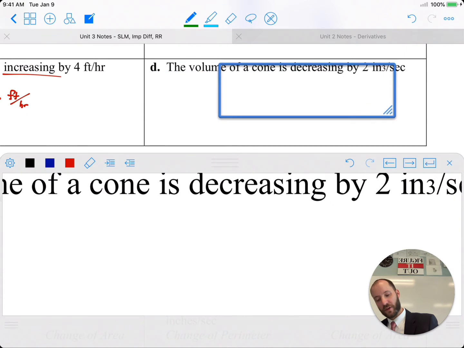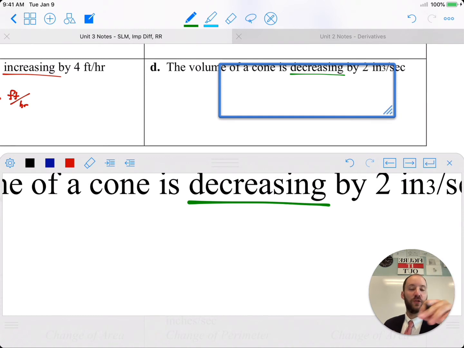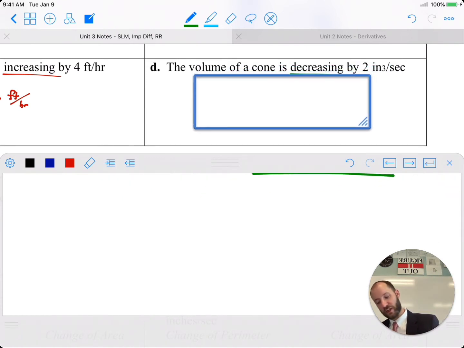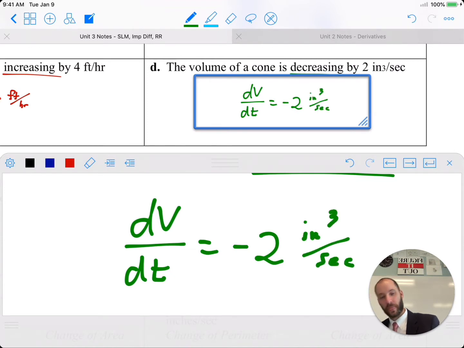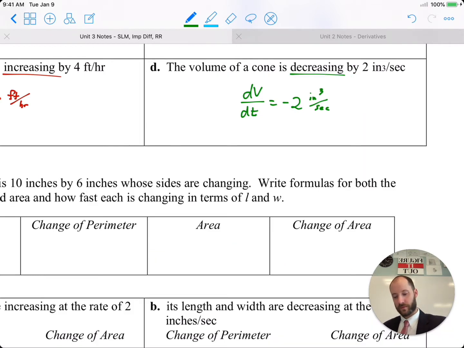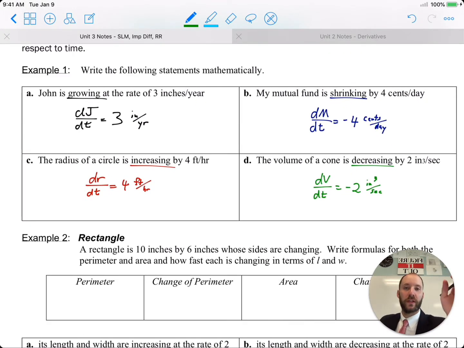Example D, the volume of a cone is decreasing. So represent the decreasing numerically with a negative. So the rate of the volume, dV/dt, negative 2 inches cubed per second. Alright, so look for those buzzwords that describe rate of change and then represent them numerically. Increasing, growing is positive. Shrinking, decreasing, getting smaller, represent those with a negative, and then don't forget your units, okay?